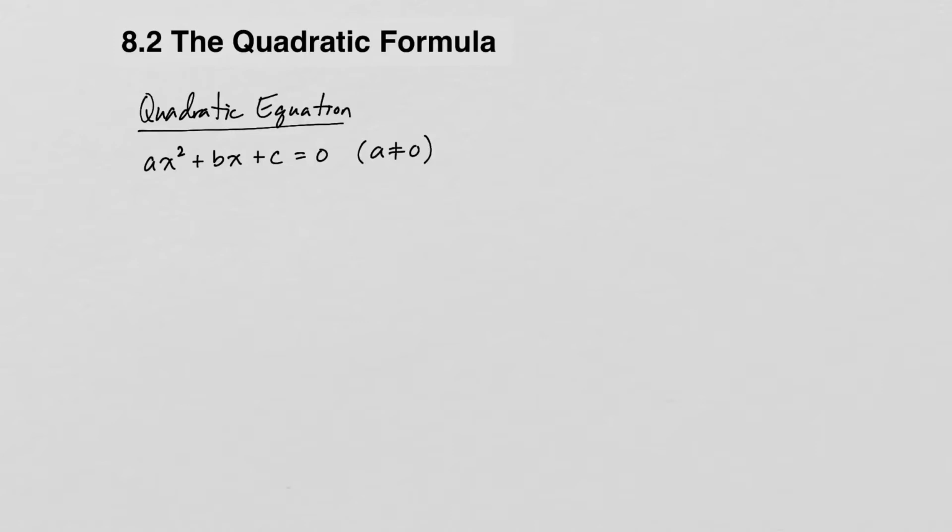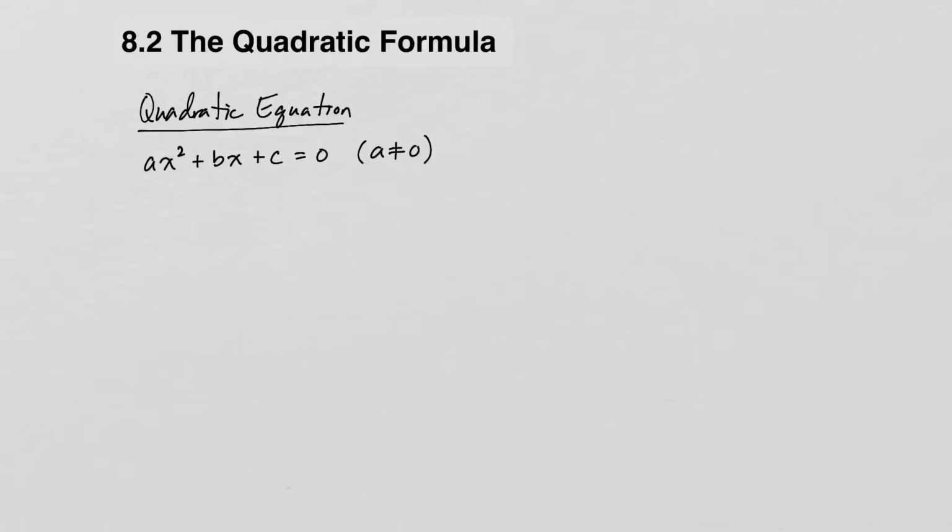So remember, a quadratic equation is an equation of the form ax squared plus bx plus c equals 0. A, b, and c are numbers, and the number a cannot be 0. So we're going to talk about how to solve this equation. We're going to derive the quadratic formula, and the way we do this is by completing the square.